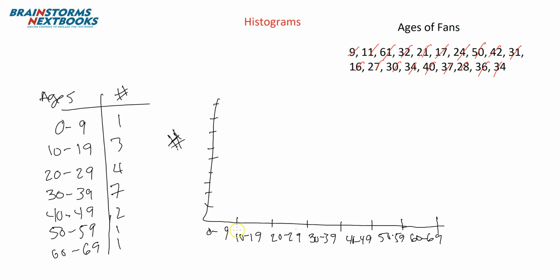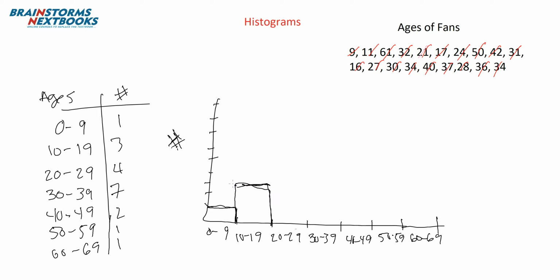You have these categories, 0 to 9, 10 to 19, 20 to 29. Now all you do is you come in and you fill these in, right? So how many between 0 and 9? There was only 1. So this is what your bar is going to look like for this 0 to 9, right? What about 10 to 19? Well, that was 3. So up 1, 2, 3. Looks like it's about there, right? And there's your second one.